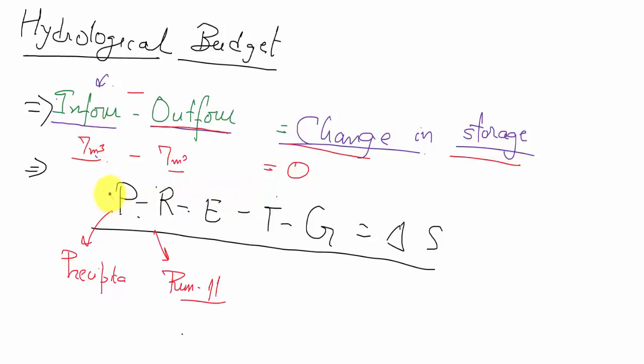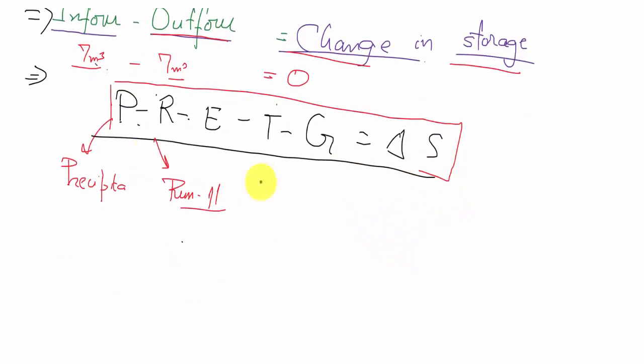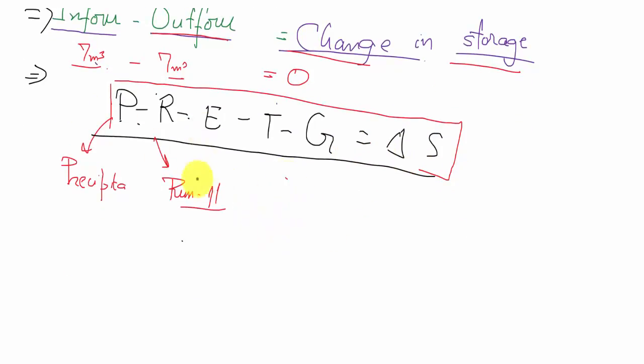We can see this equation in detail. This is a detailed water budget equation. This is P. P means precipitation. Precipitation is whatever water is being added. Now R is runoff. Runoff means whatever water has been lost. E is net evaporation, whatever water is lost due to evaporation. T is net transpiration, water loss through leaves of the trees. Transpiration.